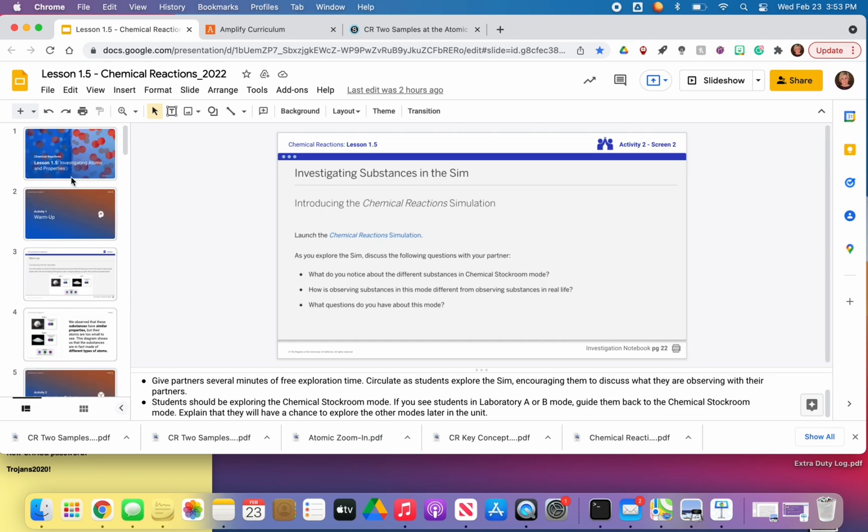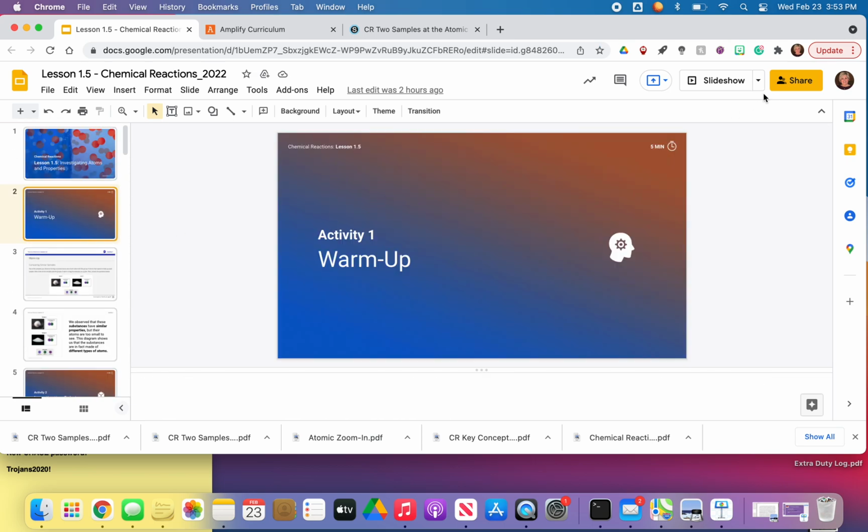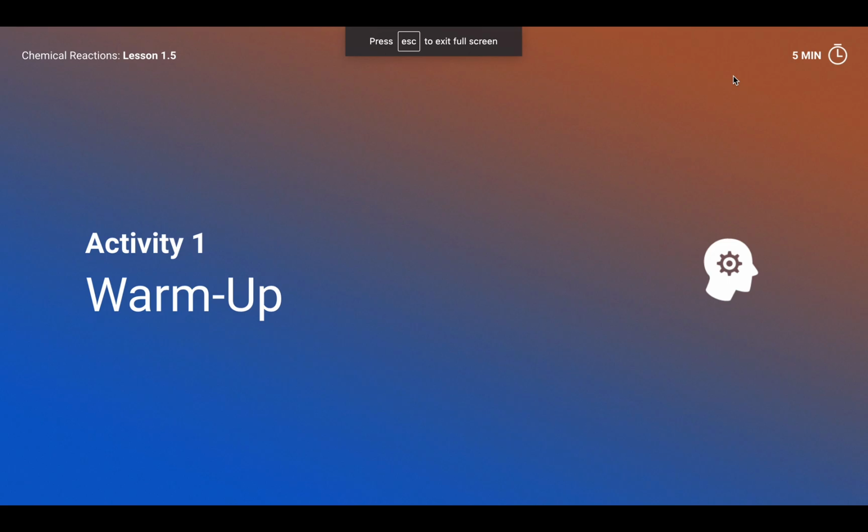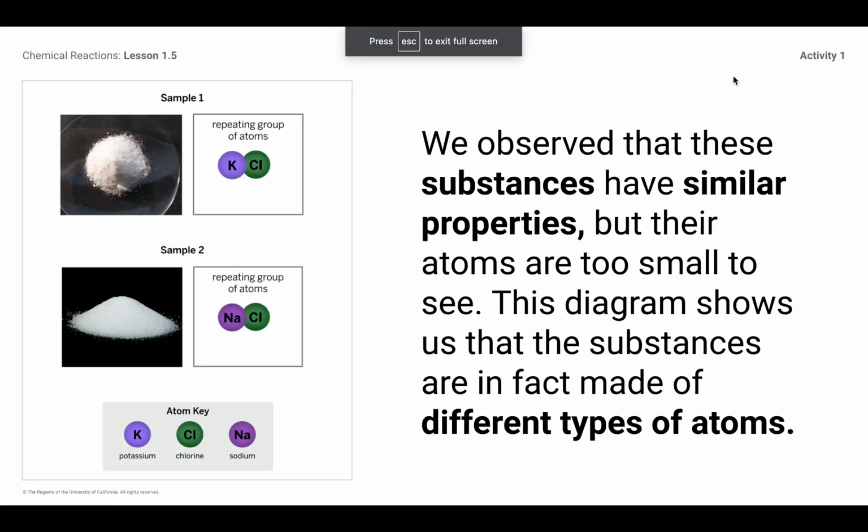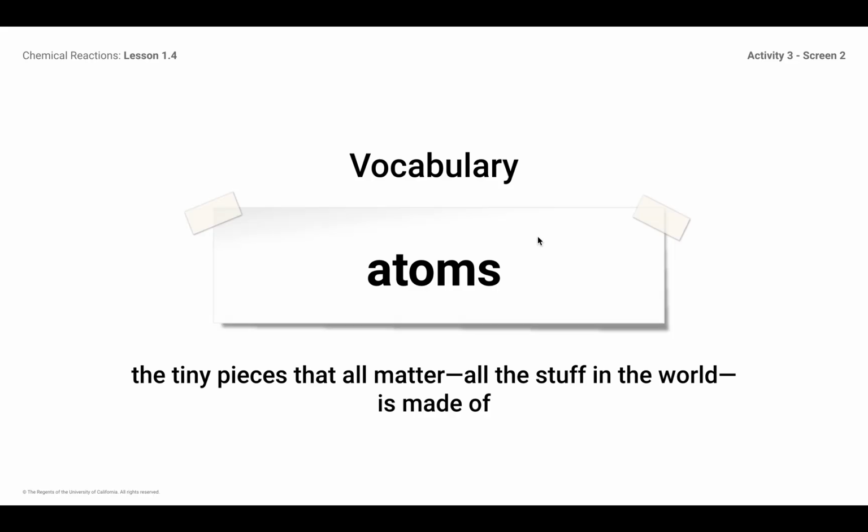Okay, I'm going to jump back up here, and basically I'm going through my slideshow presentation for you guys. We observed that these substances have similar properties, but their atoms are too small to see. The diagram that we looked at shows us that the substances are in fact made of different types of atoms. And so that's why we know that they cannot share all the same properties, because they're not made from the same atoms.